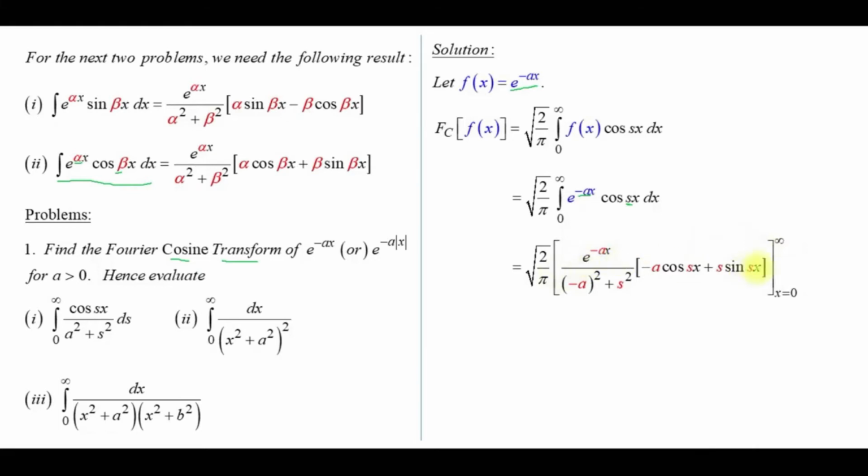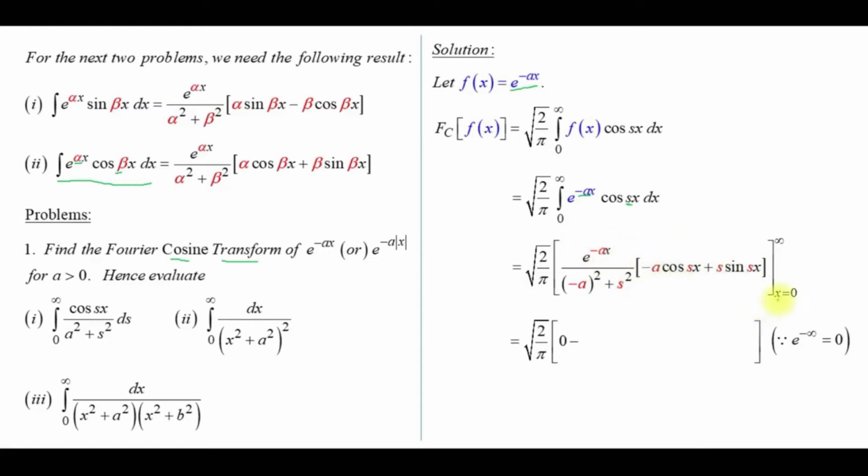Now apply the upper limit, so infinity. When x equal to infinity, this is e power minus infinity. What is the value of e power minus infinity? Which is 0. E power minus infinity equal to 0. Therefore, upper 0 into anything, 0 into anything is 0. Therefore, upper limit is 0.